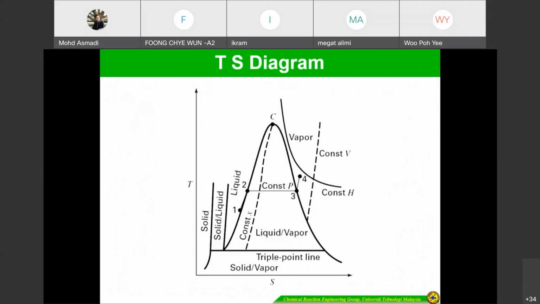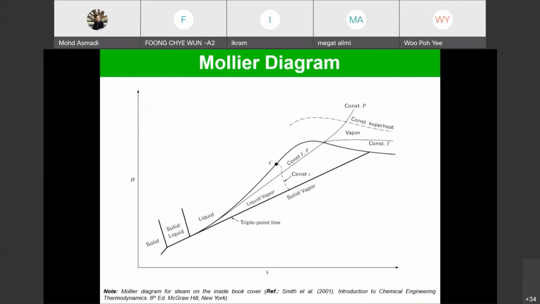And another one is the TS diagram. If you know the temperature, you will know the entropy. Just cross the horizontal and vertical lines so you can determine it. And this is the Mollier diagram. I'm not sure about the new book, but mine is the old version, so I have this Mollier diagram. You can determine directly, especially for steam. We have much data for steam, in tables and diagrams, but for some other components we cannot find the diagrams or the tables.